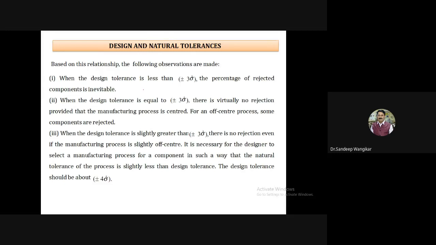Therefore, it is necessary for the designer to select the manufacturing process for a component in such a way that the natural tolerance of the process is slightly less than the design tolerance. The design tolerance should be about plus minus 4 sigma. The design tolerance definition is given here: it is plus minus 4 times sigma.